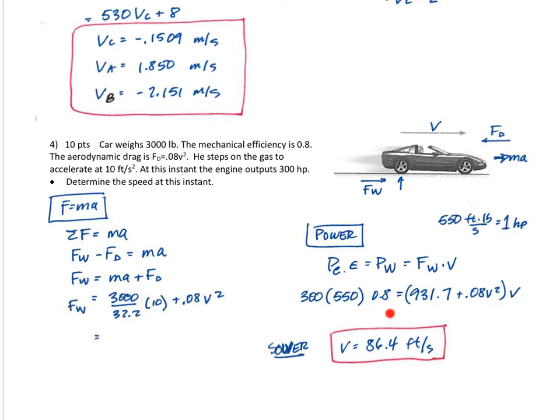So I put 300 horsepower times 550 foot-pounds per second per horsepower. That's our conversion factor, times the efficiency, and we get the force of the wheels, which is the sum of the MA plus the required friction force right there, times the velocity. And that is a solver kind of problem, because you end up having a v cubed and a v in here. It'd be pretty tough to solve that. I guess you could graph it, but I don't think anybody tried to do that on the test.